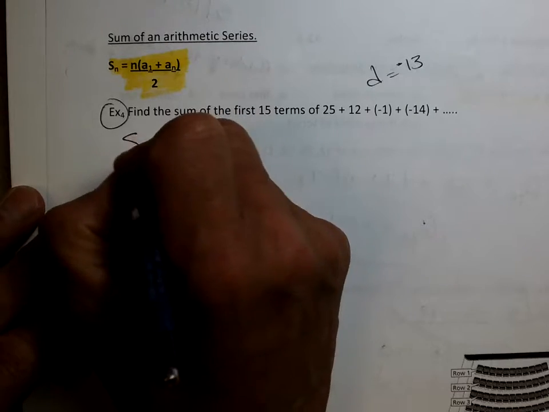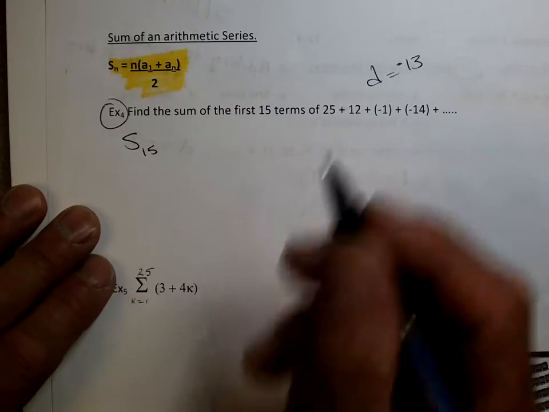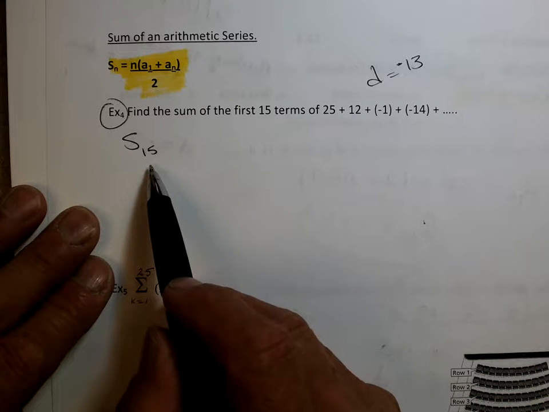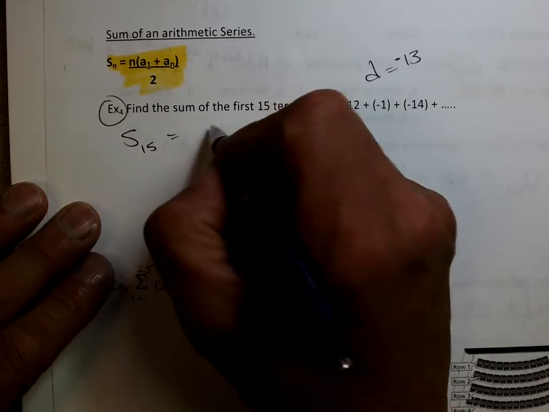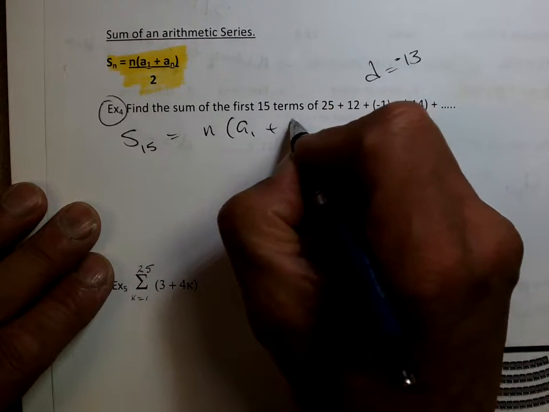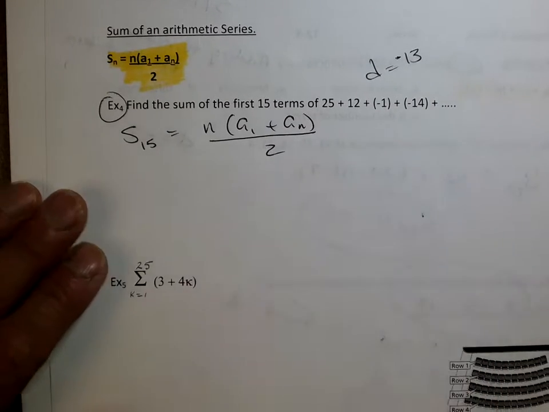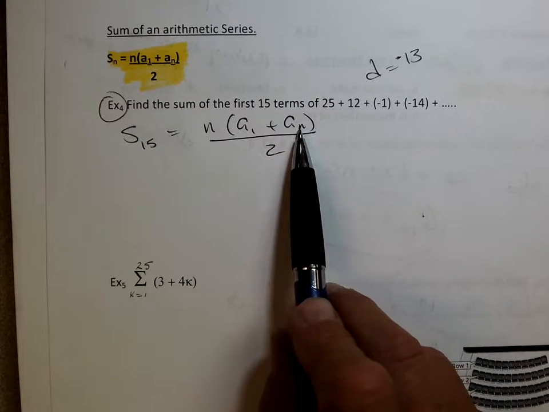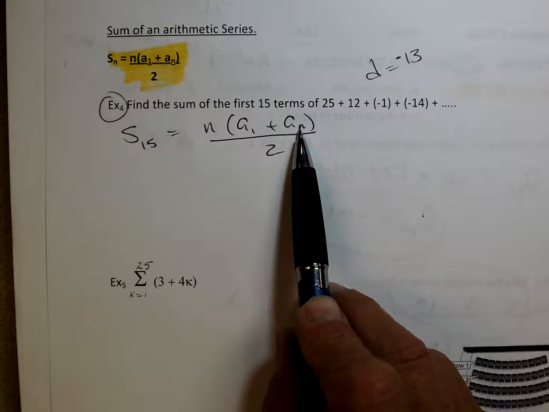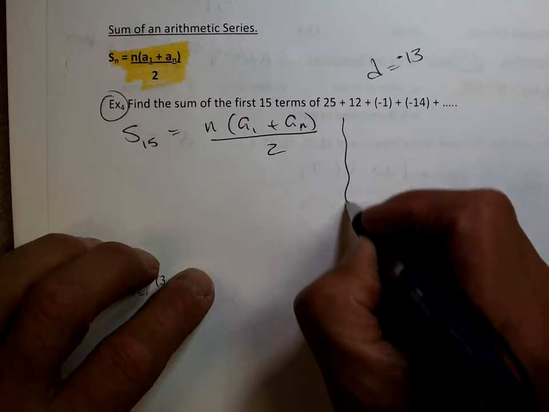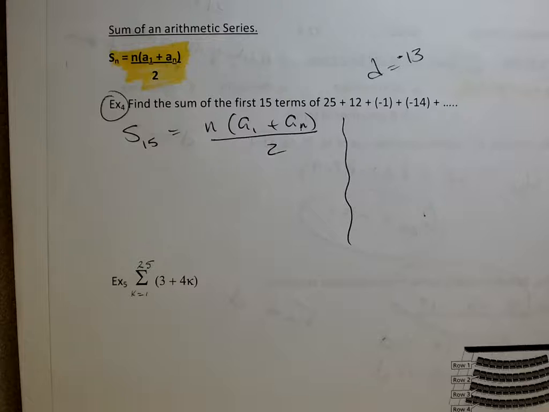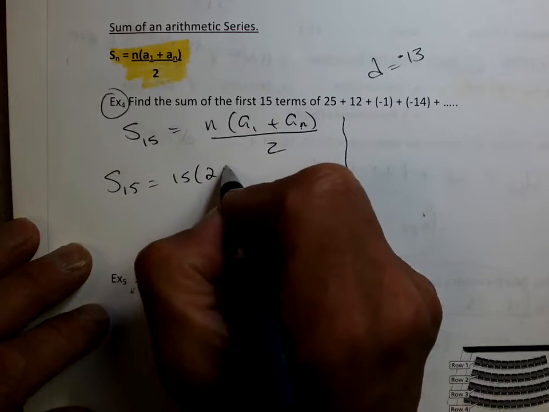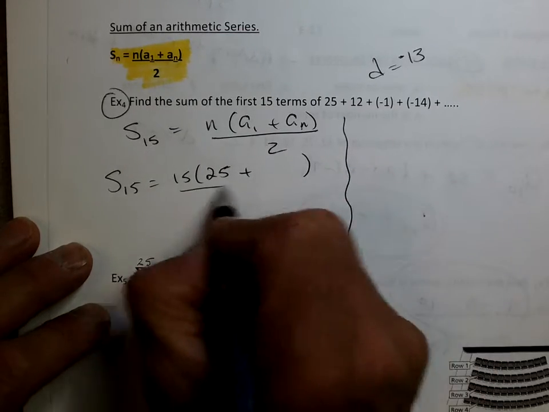So if I want the sum, I'm going to use this formula. I'm going to go S of 15 because I'm looking for the sum of the first 15 terms. The formula says it's going to be equal to n times a1 plus an divided by 2. Now I have everything but a of n. I don't know what the last term is. So let's put in what I know. S of 15 is equal to 15 times 25 plus something divided by 2.